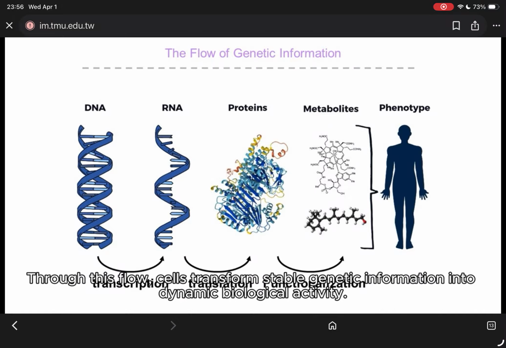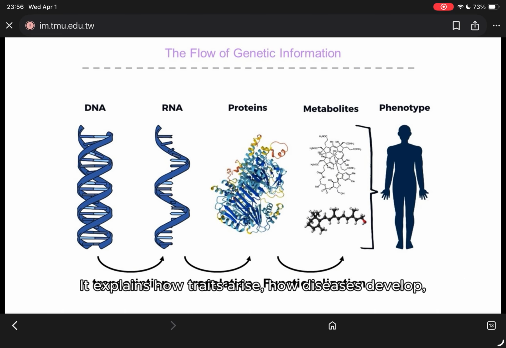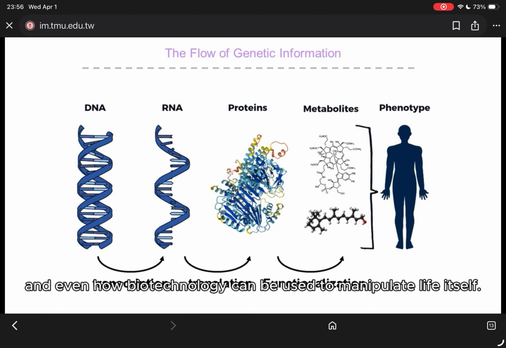Through this flow, cells transform stable genetic information into dynamic biological activity. This is precisely why understanding this mechanism is so essential. It explains how traits arise, how diseases develop, and even how biotechnology can be used to manipulate life itself.